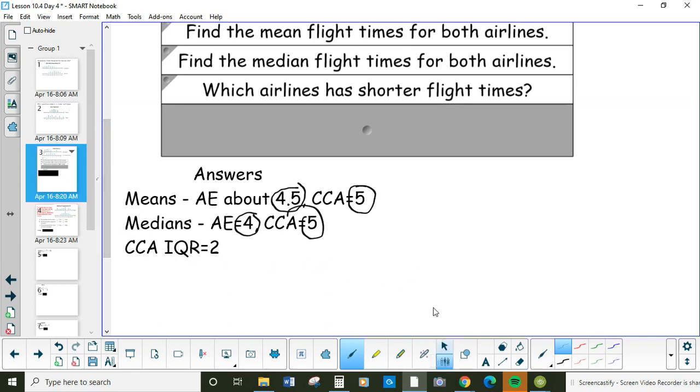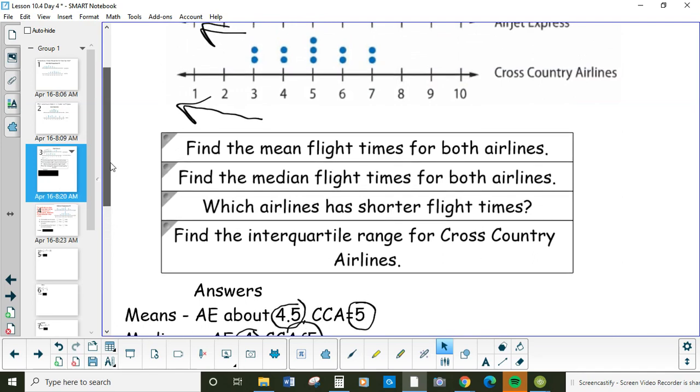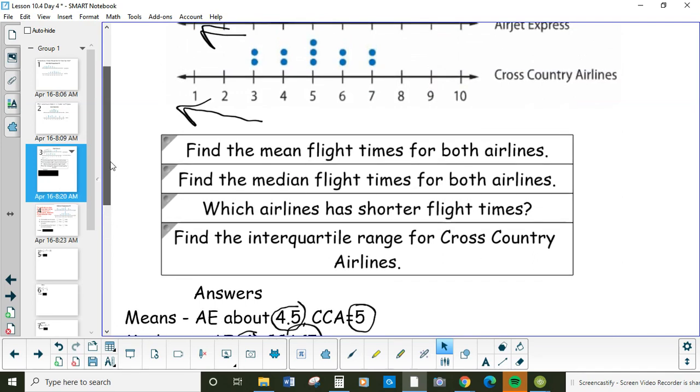This is how we use double dot plots and double box and whisker plots, or double box plots, both to compare data. So let's take a look at our last question now. It says find the interquartile range for cross-country airlines.